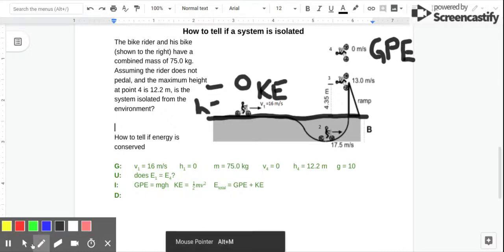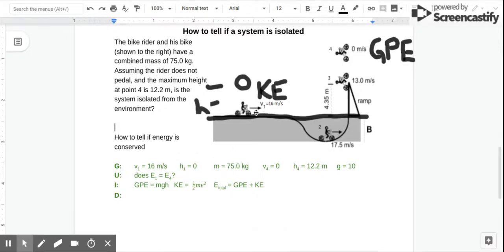The reason I use point 1 is because it has KE only. Down here, we don't know the height, like how far down. I took this diagram from a question that asked all sorts of things, including how far below the ground this guy goes. We can't use that point because we don't know the GPE there. Up here we could, but I just don't want to calculate the GPE plus the KE. This is easier.